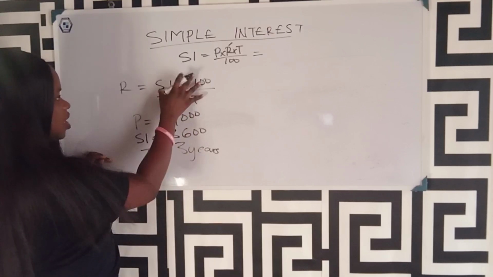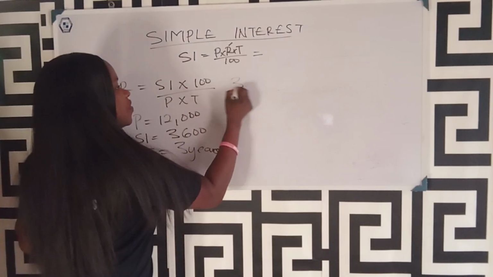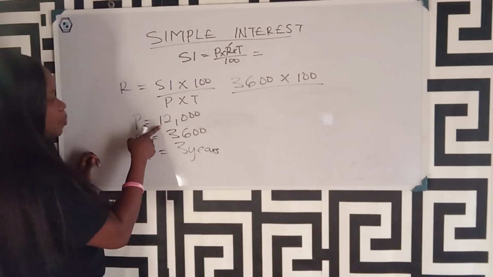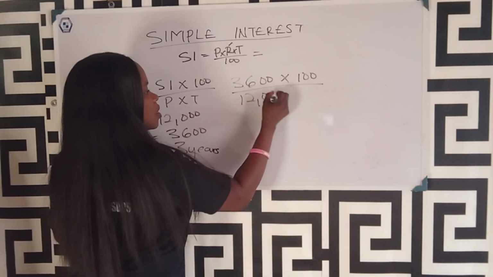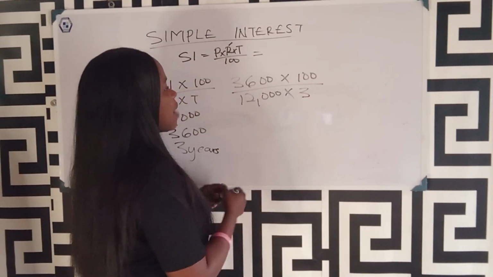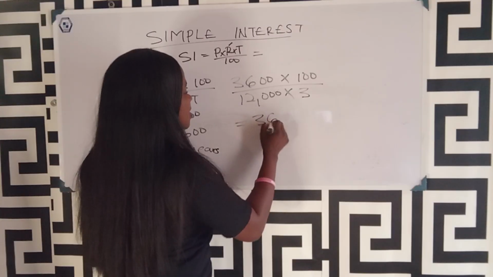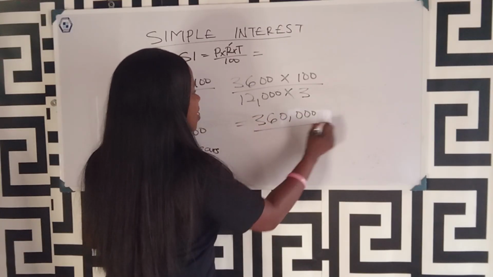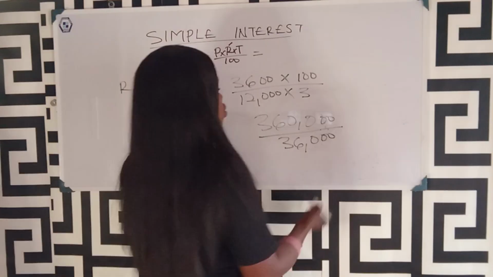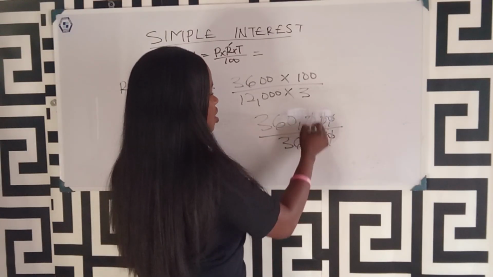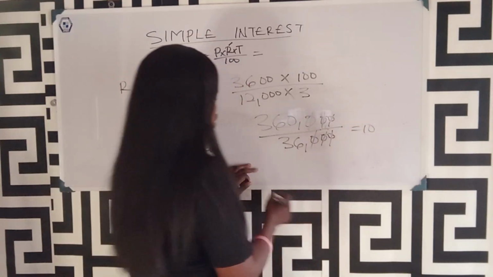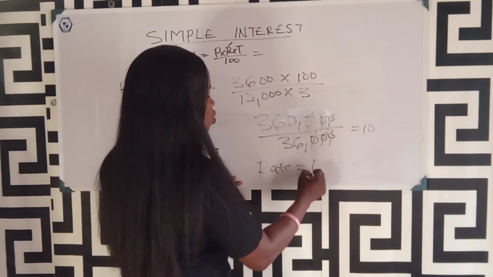So we substitute this here. Simple interest is 3,600 times 100 all over principal, which is 12,000, and the time is 3 years. 3,600 times 100 is equal to 360,000, divided by 12 times 3, that is 36,000. So this cancels, this cancels, this cancels. 360 divided by 36 will give us 10. So meaning the rate equals 10%.